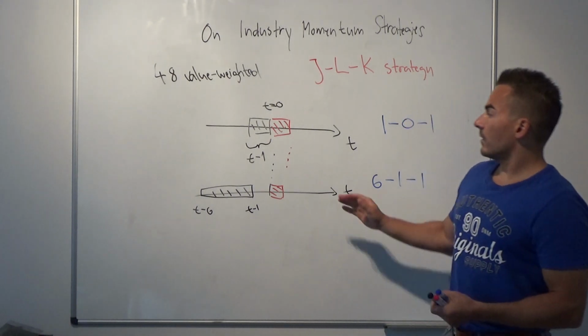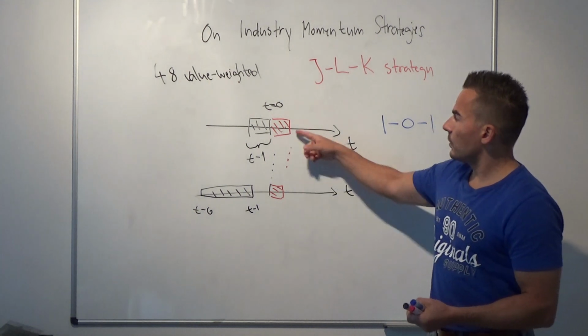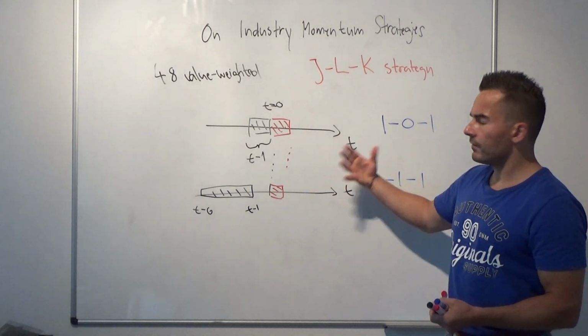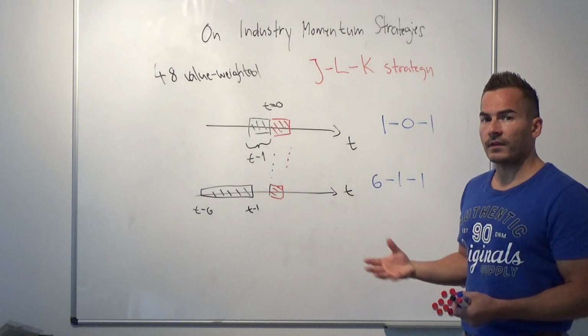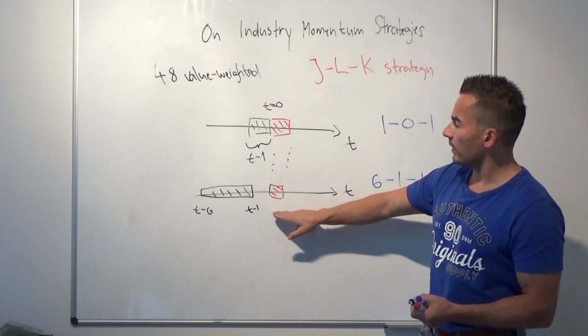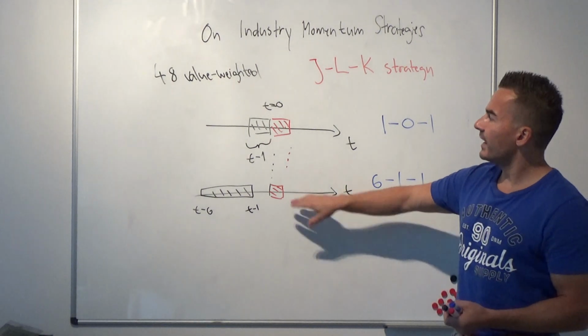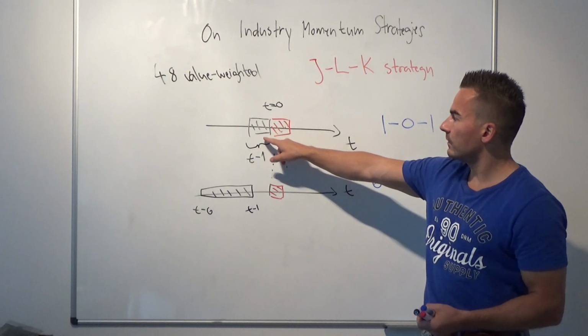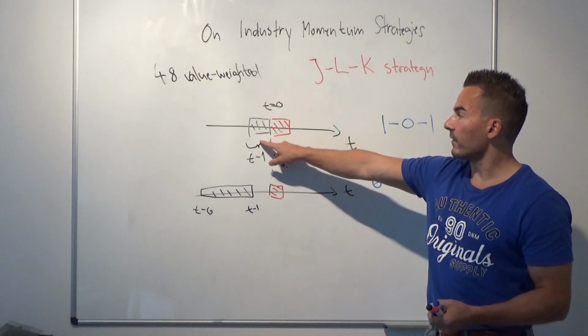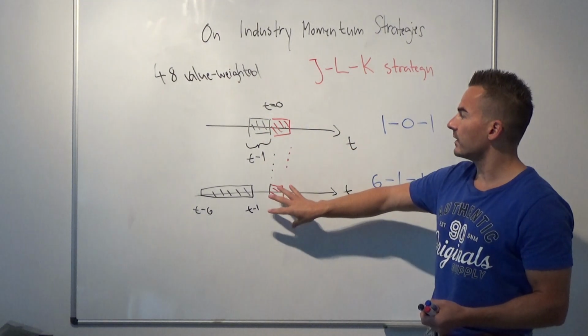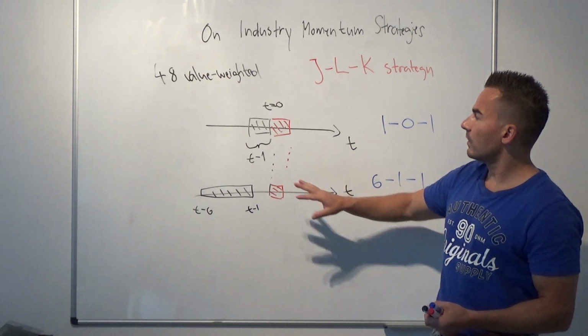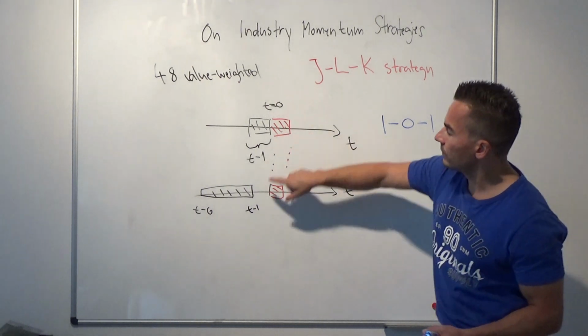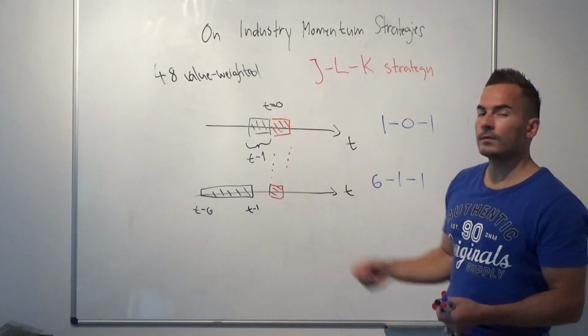Obviously, these two strategies here are formed on different sets of information. This strategy here, the 6-1-1 strategy, obviously excludes this 1 month. So this strategy somehow controls for that strategy because it excludes this 1 month.